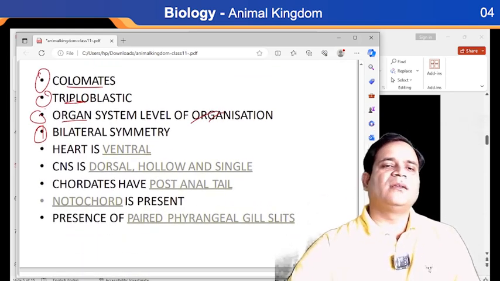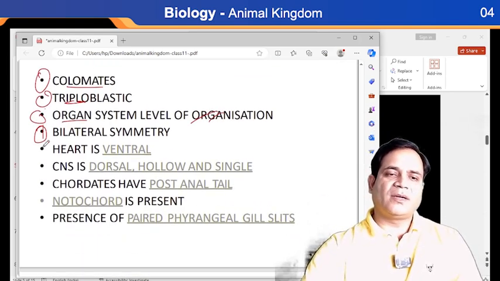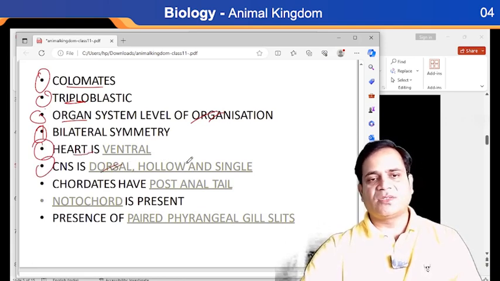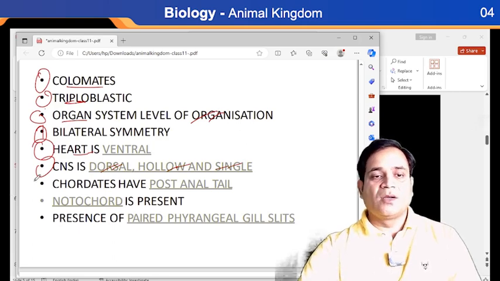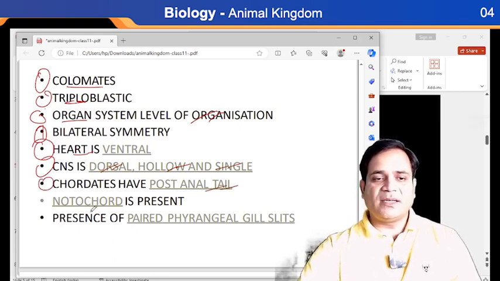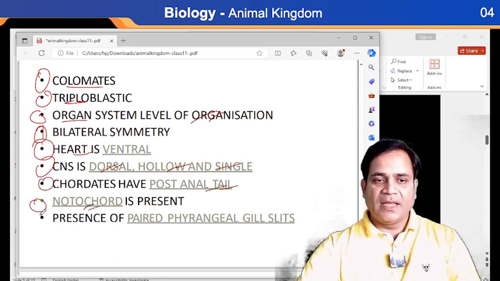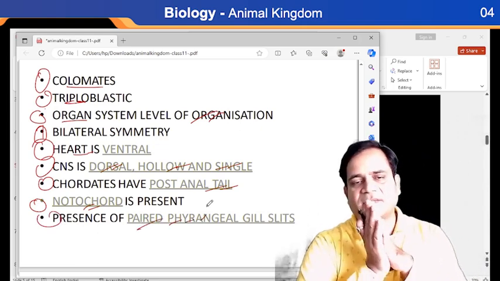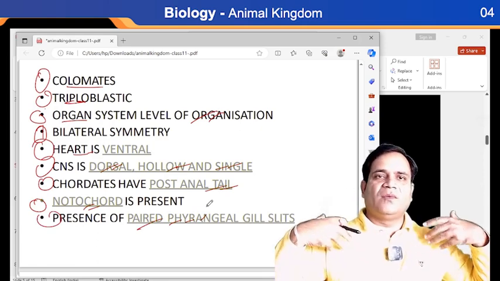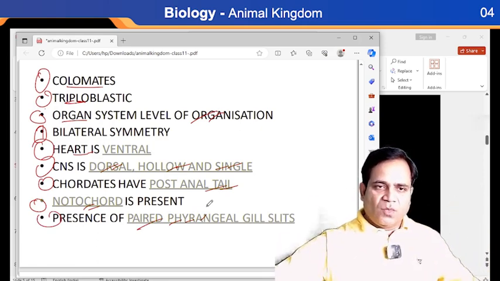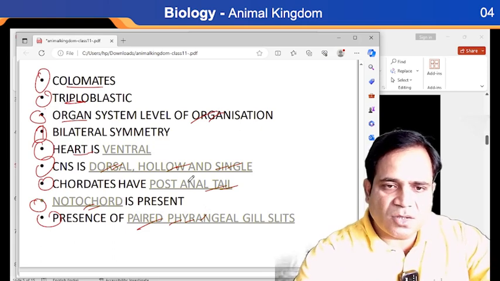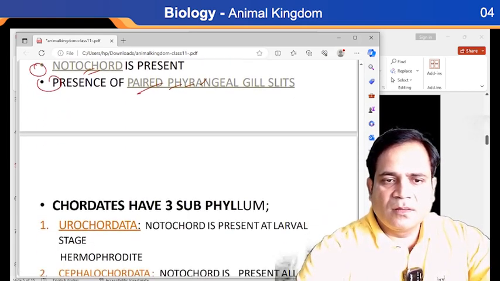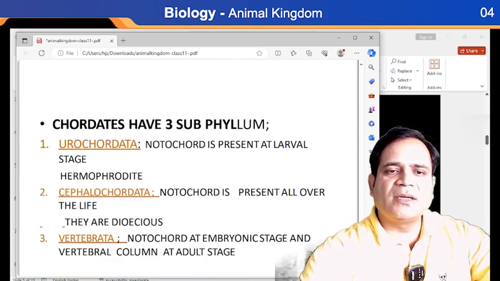Yes, see. Here the heart is located at the ventral region. CNS is what? Dorsal. CNS, central nervous system, is dorsal, hollow and single. Chordates are post-anal, and notochord is what? Present. And presence of paired pharyngeal gill slits. Here the paired pharyngeal gill slits, so that's why they can what? Respire. Yes or no? Clear? So this one is the short point of phylum Chordata.